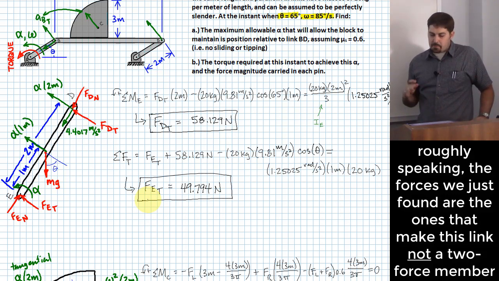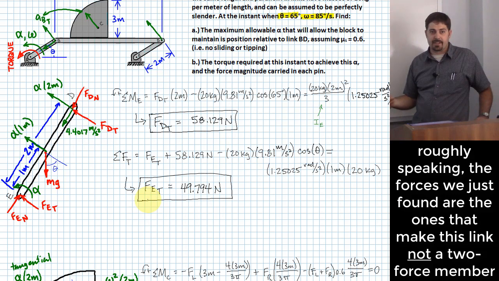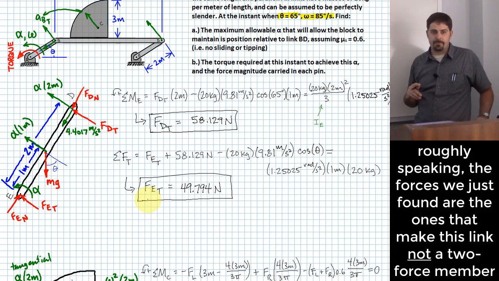As a big picture thing, so that we understand what we just did and why we could get these things, this is basically how this member deviates from being a two-force member. These are the forces that make it not a two-force member. So that's what we just did. And the fact that it's accelerating angularly, that's what enables these two values to pop out at this point.